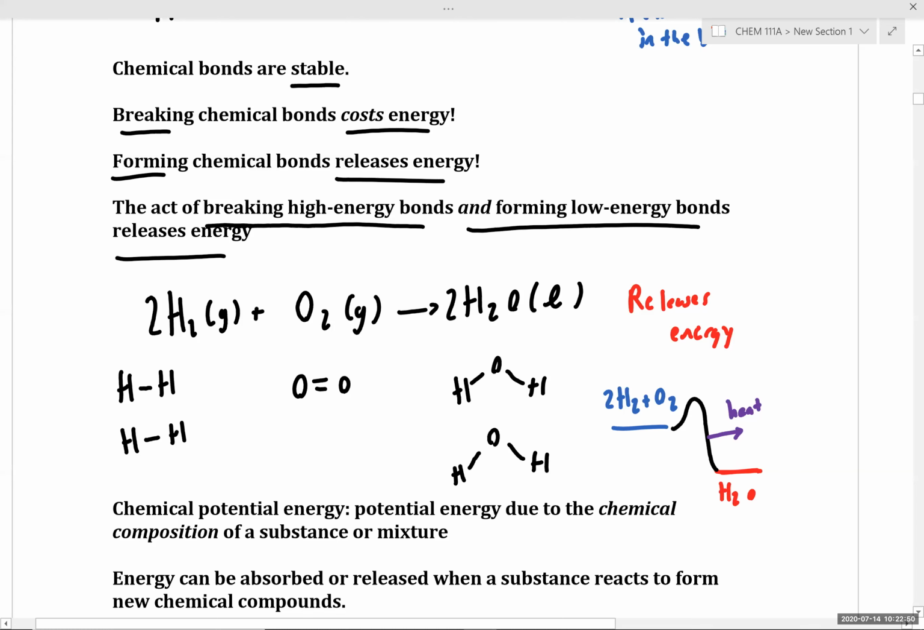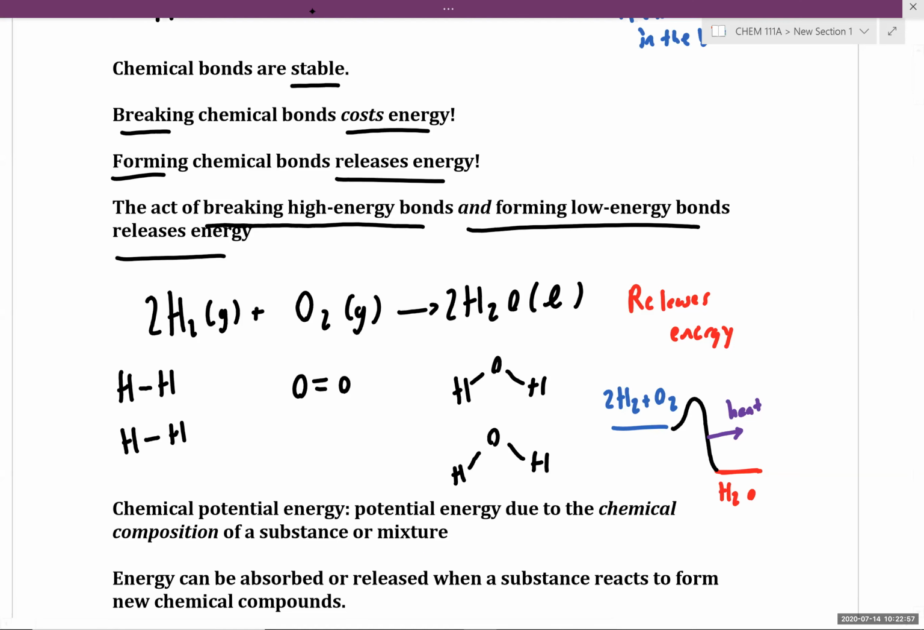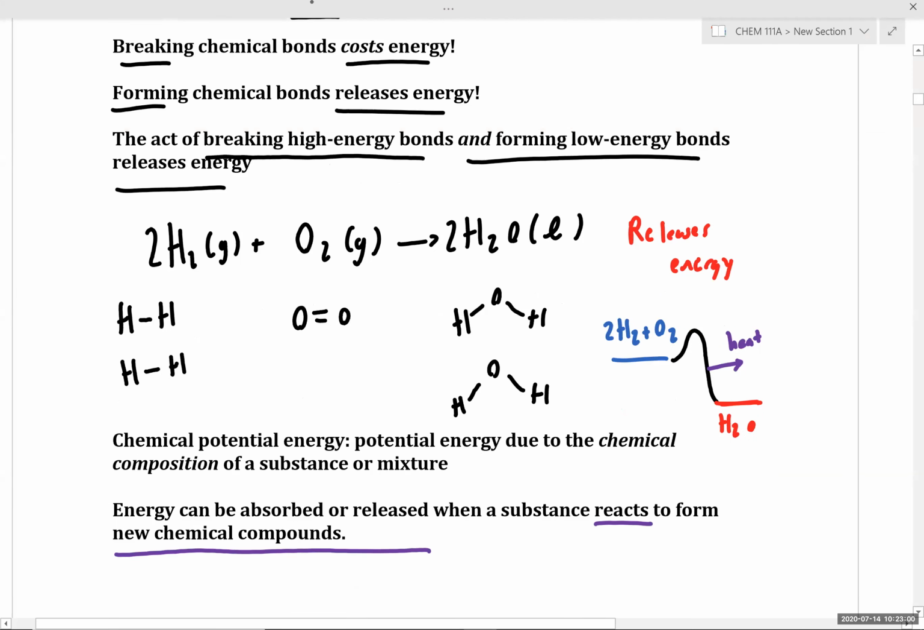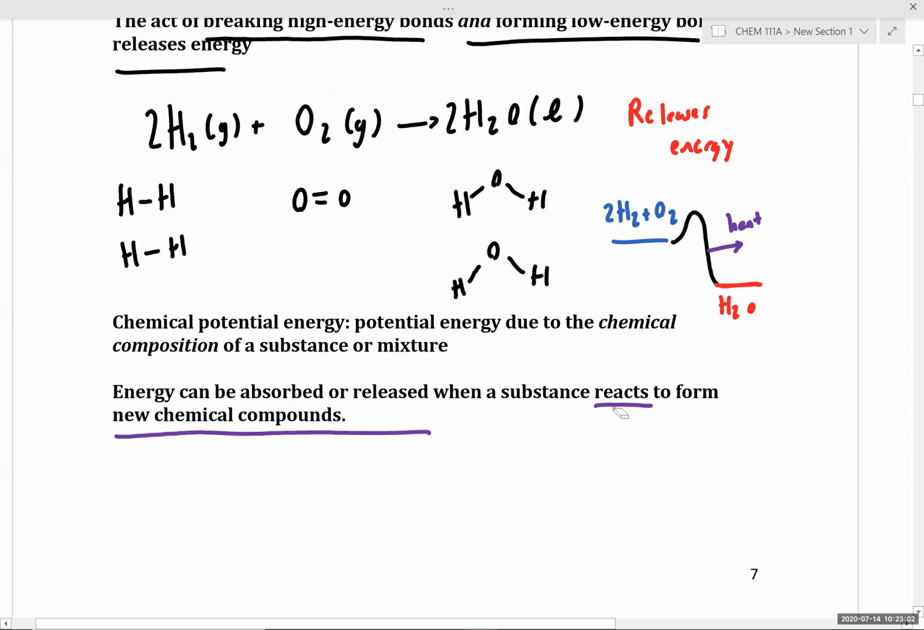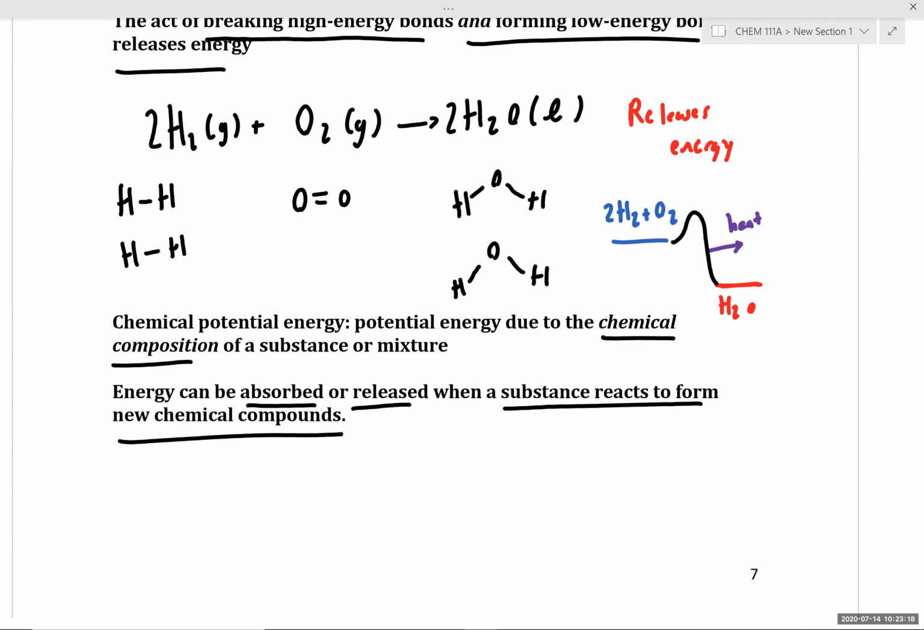So chemical potential energy is best defined as potential energy due to the chemical composition of a substance or mixture. Depending on its chemical identity, different samples and different materials have different chemical potential energies. So energy can be absorbed or released when a substance reacts to form new chemical compounds. Okay, so we'll come back to this idea in a little bit.